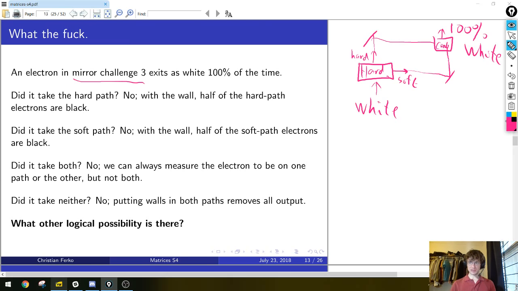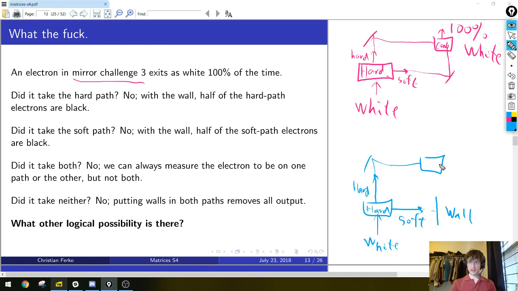Now let's think about the second case, which had, again, white electrons in, measure hardness, send the soft electrons to an untimely death at this wall. The hard electrons get bounced off of a mirror and then get recombined and are 50% white, 50% black.